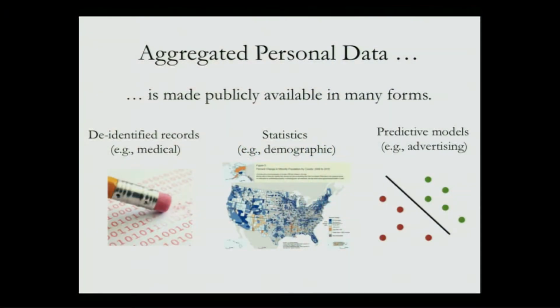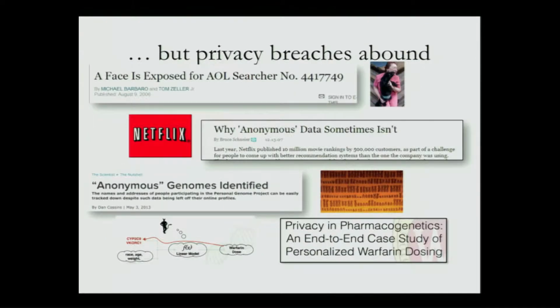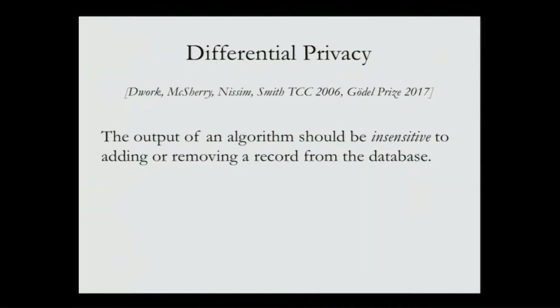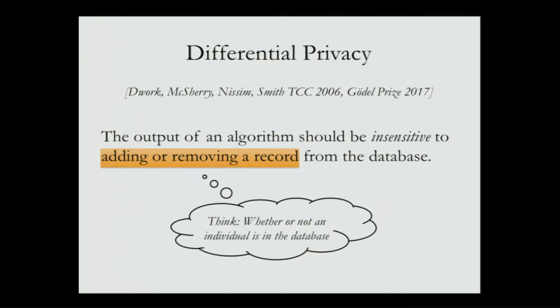Okay. So this is the standard preamble. There's aggregated personal data everywhere in many different forms in many different domains. But if you do it in some naive fashion, privacy breaches exist. And so along came differential privacy, which is this nice stability constraint on algorithms. And if you squint at it, and people have actually done a lot more than squint at it, you can construct a privacy guarantee out of it.